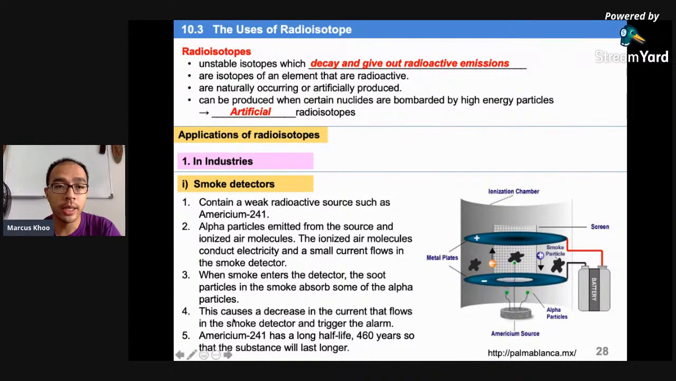Hold on. I'm going to end this for a while. So in the beginning, when we were talking about this, we said that isotopes are, let me see, this one. Oh, sorry.